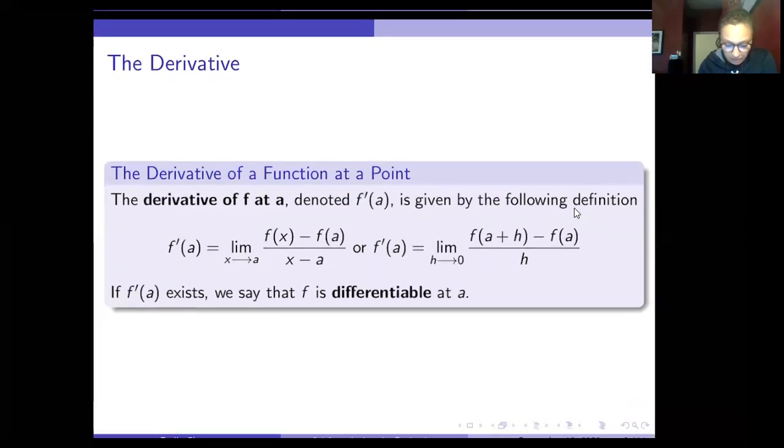The derivative of a function f at a point A, denoted f prime of A, is given by the following definition. F prime of A equals the limit as x approaches A of f of x minus f of A over x minus A, or f prime of A is equal to the limit as h goes to 0 of f of A plus h minus f of A over h. If f prime of A exists, we say that f is differentiable at a point A.